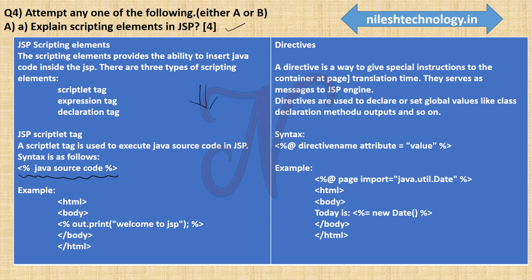Okay, opening percent and the percent closing. So in this tag you can use all the expressions, statements, printing statements. Okay, so see here one example, HTML body. So out.print welcome to JSP, body close, HTML close. So this is a simple element, that is the scripting element.